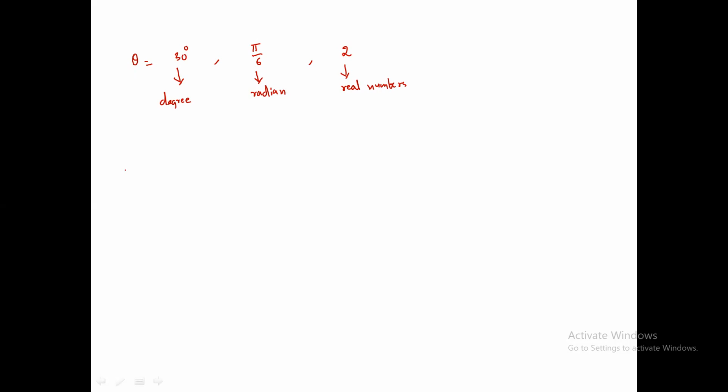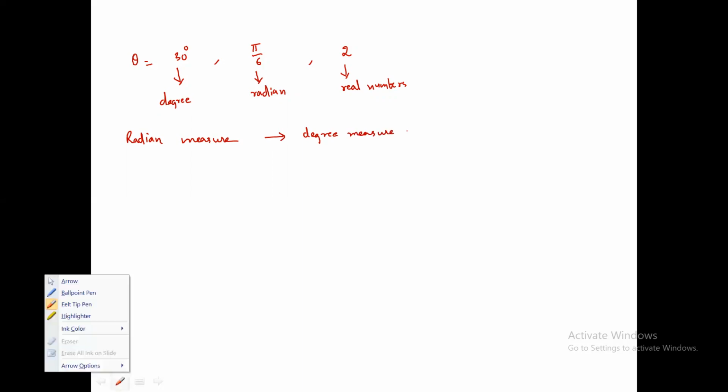So first of all, I will tell you how to change radian measure to degree measure. This is the easiest of all. But before doing this, we have to learn a few things. After this, I will tell you.